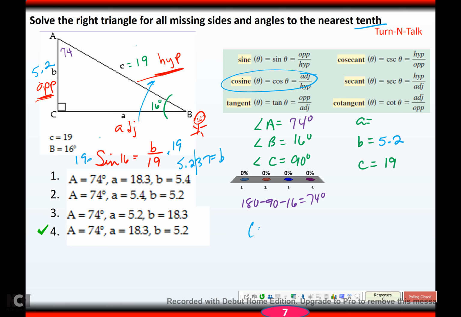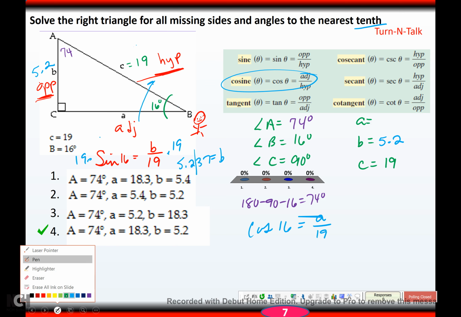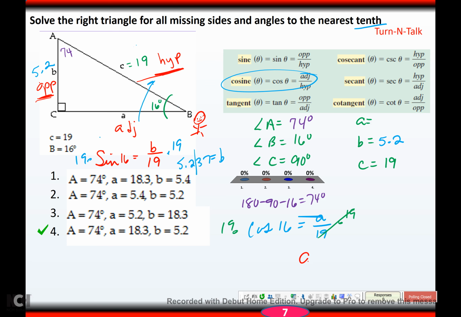So I'm going to do cosine of 16 degrees equals adjacent over hypotenuse. To get little a alone, I'm going to multiply both sides by 19. And little a would be 19 times cosine 16. And I get little a is 18.26. To the nearest tenth, that would bump that up to 18.3. So there's the 3 pieces that I was missing. Okay?